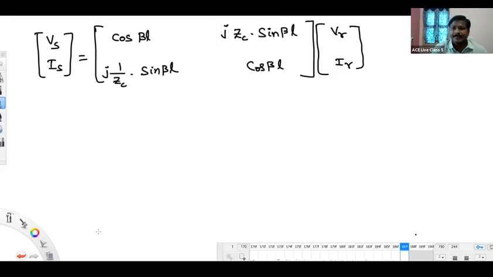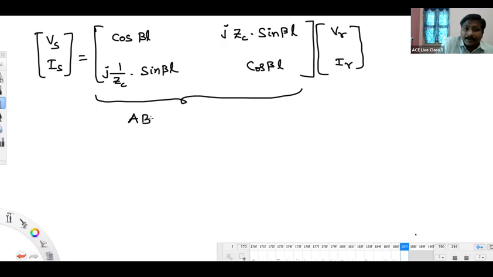Have you completed this? Any observation to be made from this ABCD now? These are the ABCD of a lossless line, which is very important, and you have to remember these things.